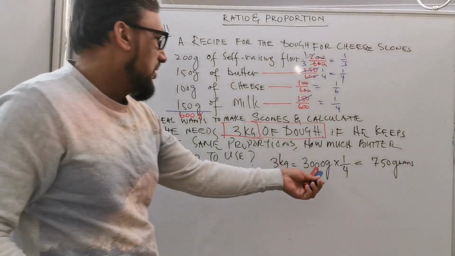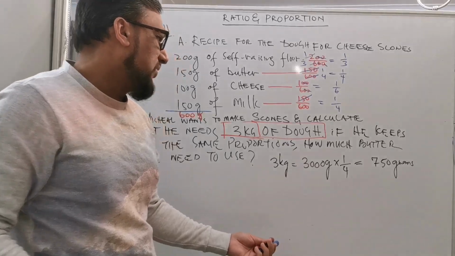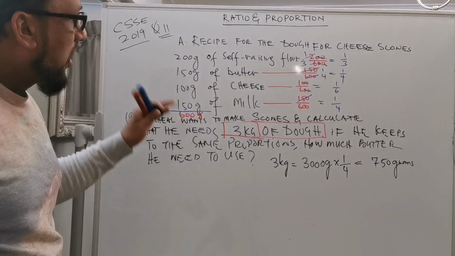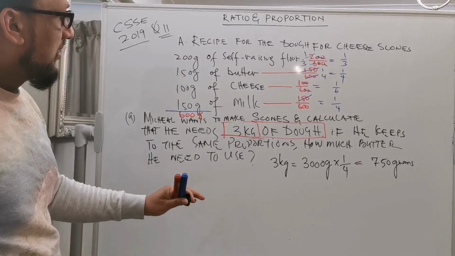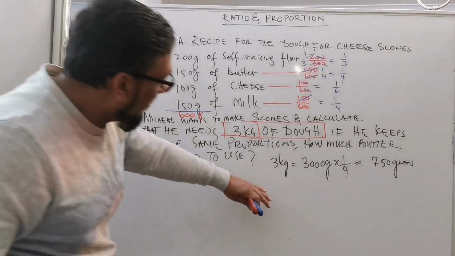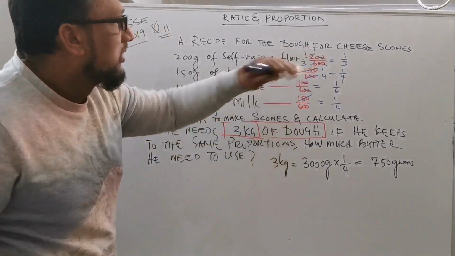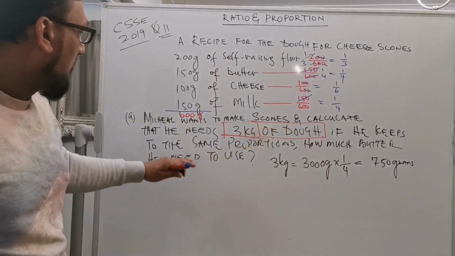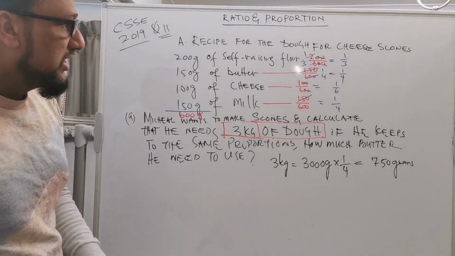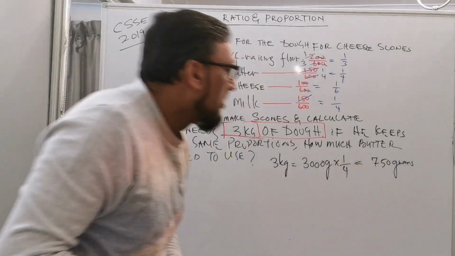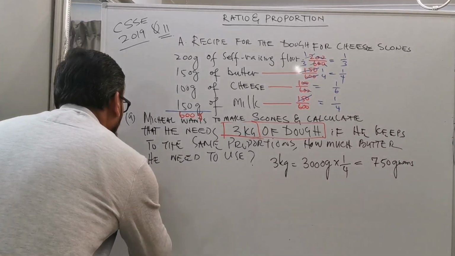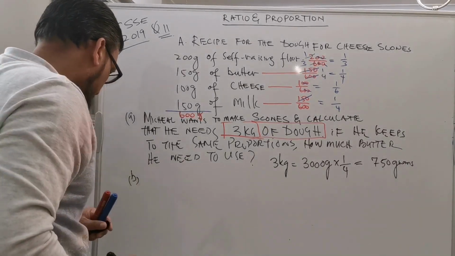So very simple. Half of the 3000, which is 1500, and half of the 1500, which is 750 grams. So it means if he wants to make 3 kilo of dough, how much gram of butter do they need? Yeah, so he will use 750 grams. Now I'm going to move to part B.